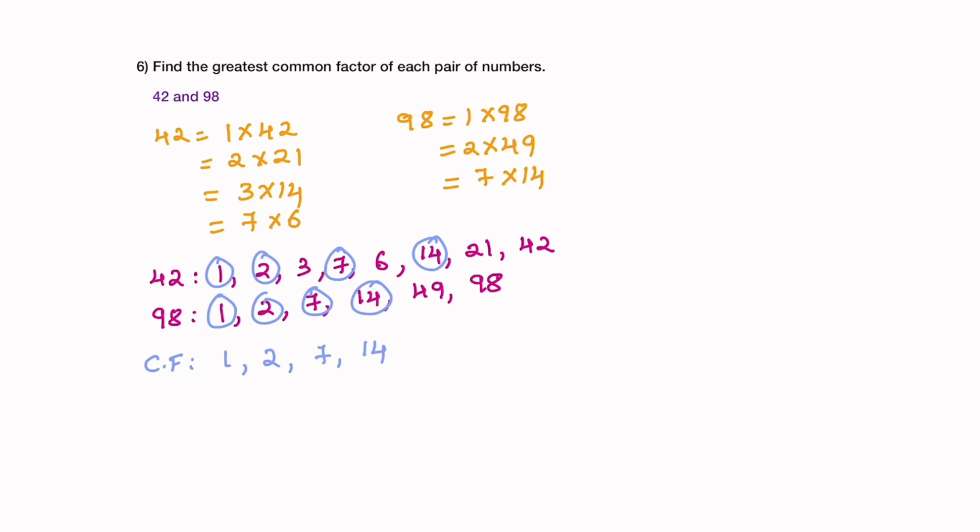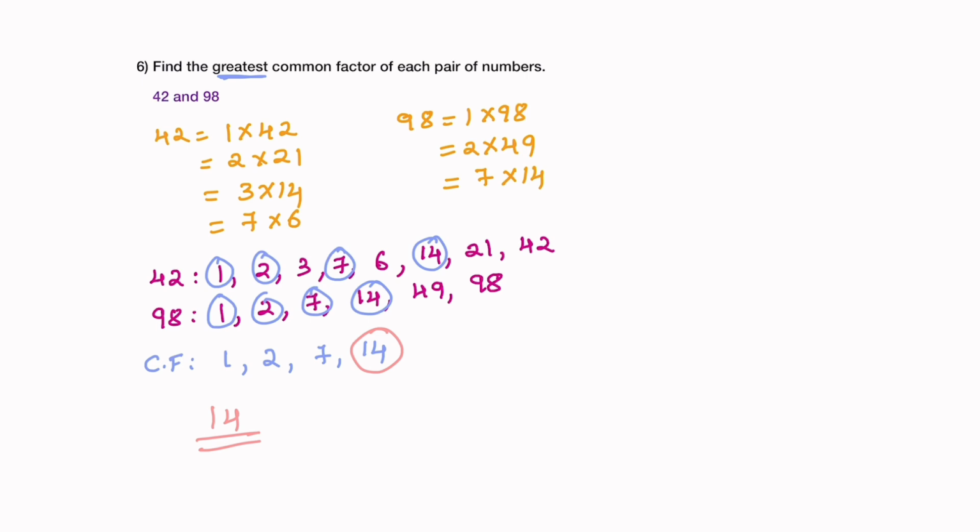Which is the highest? We are finding the greatest common factor, right? So which one is the greatest? This one. So the answer is 14. So this is another method, the third method, right? This is one of the ways to solve it. So the greatest common factor for this is 14.